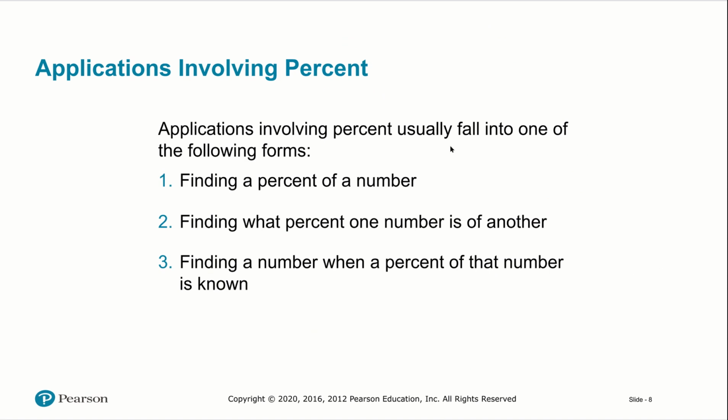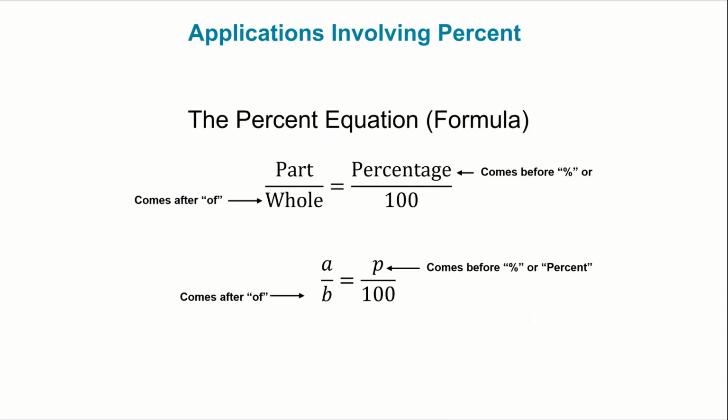All right, now we want to look at some applications involving percent. Applications involving percents usually fall into one of these categories: finding a percent of a number, finding what percent of one number is another number, and finding a number when a percent of that number is known. Let's take a look at these types of examples and see how they work out. Before we get to our actual examples, I want to tell you about an important equation or formula. It's called the percent equation or formula.